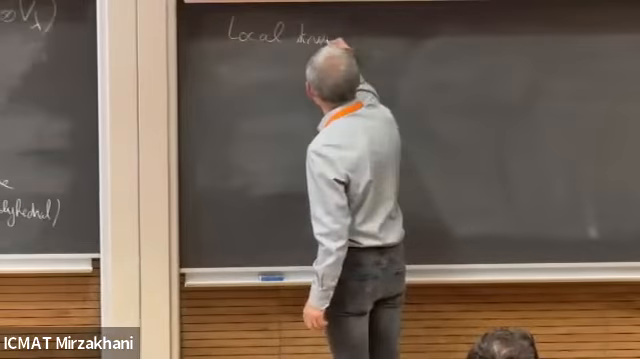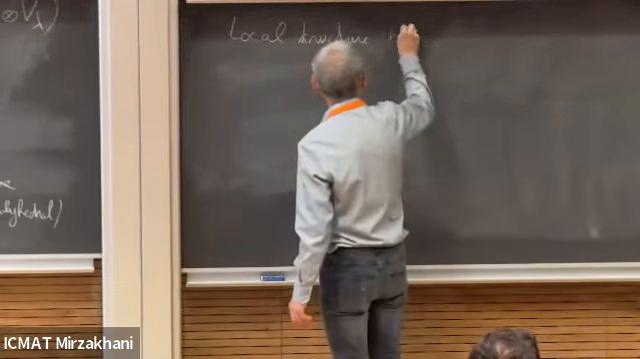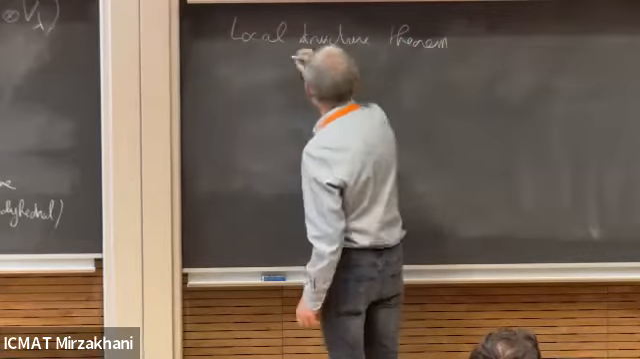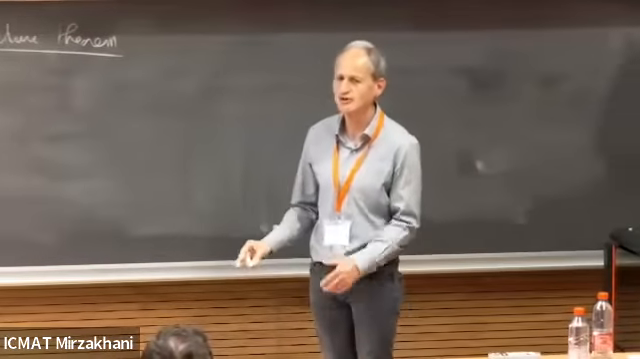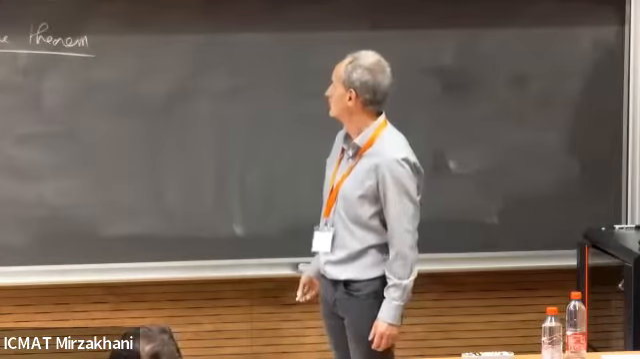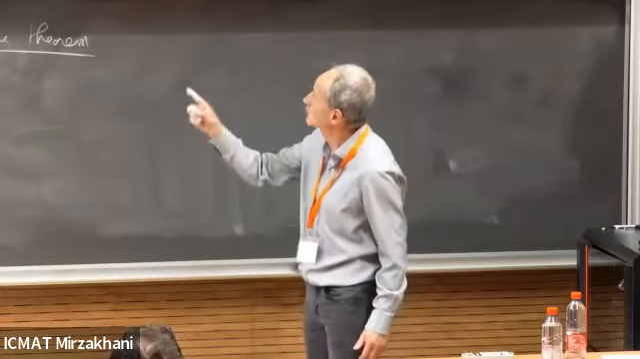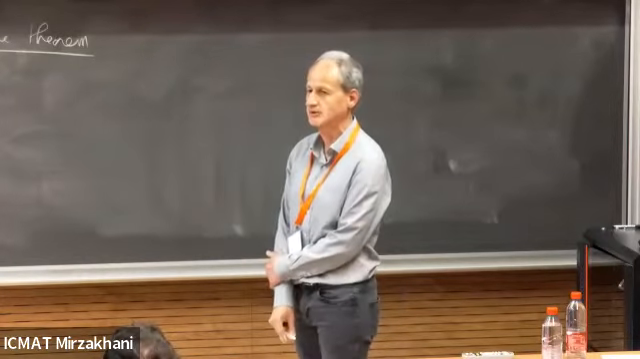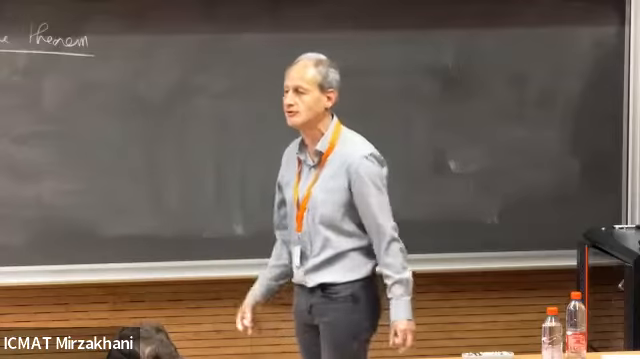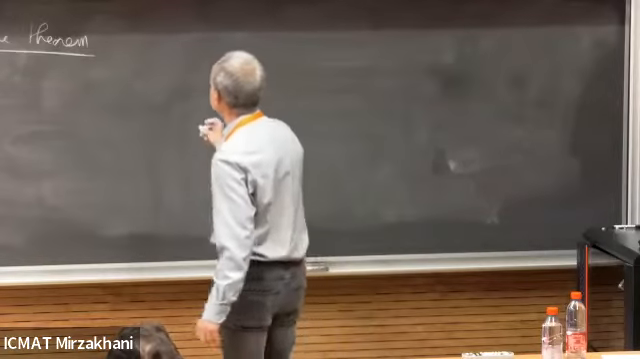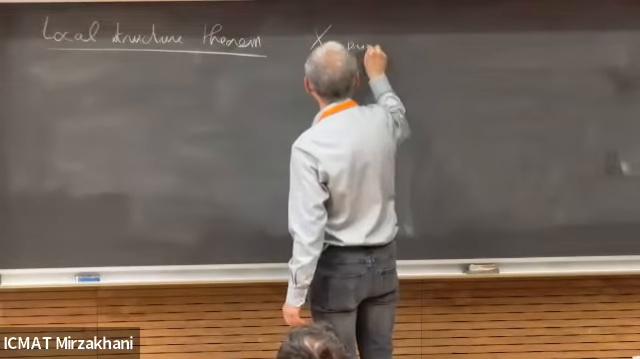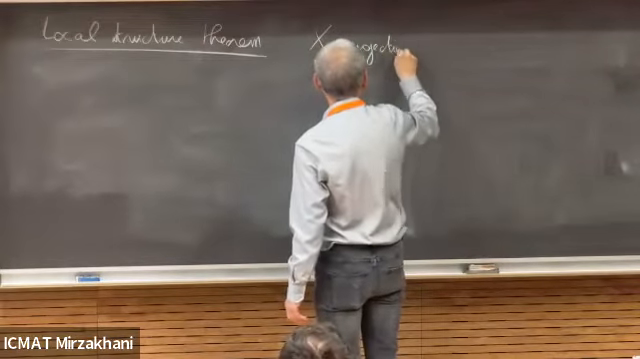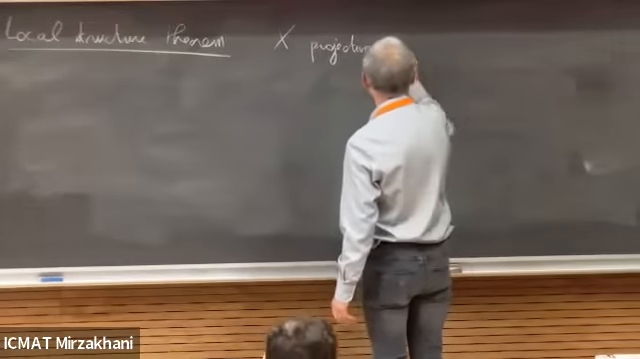So let me finally explain this local structure theorem, which tells you that locally, in some sense, spherical varieties reduce to affine spherical varieties. But for this, you have to change the group and do something. So the setup is the following. Let's take a projective spherical variety.